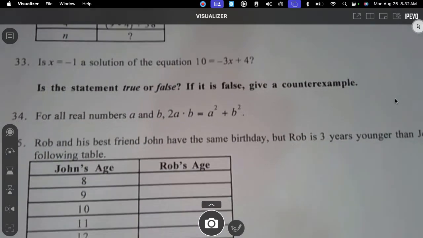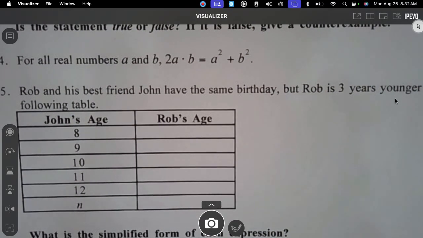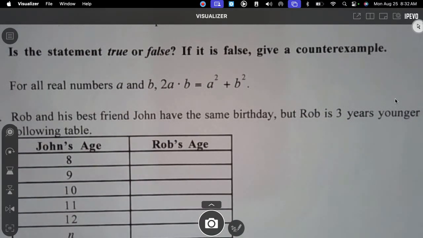34. So it says, is this true or false? If it's false, give a counterexample. In geometry next year, we'll actually spend a whole day on counterexamples. A counterexample is just an example that proves it wrong. That's all it is. So it's asking if it's true or false. The best thing you can do is try a number out. I would try a couple of different numbers.